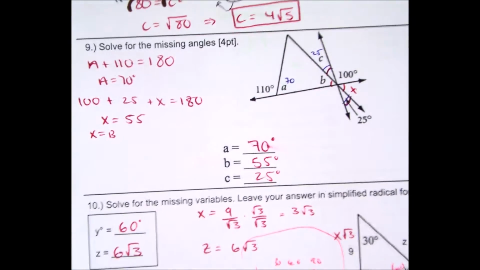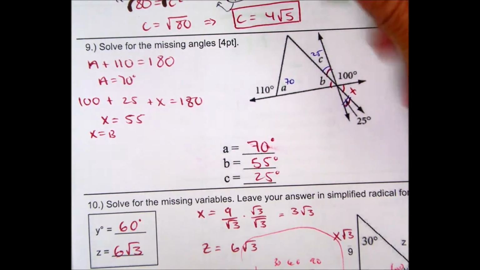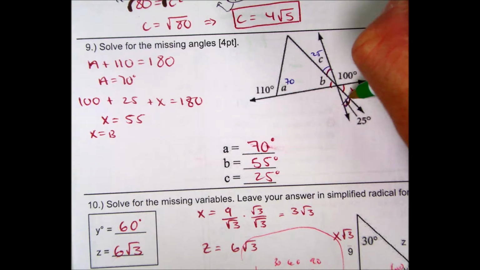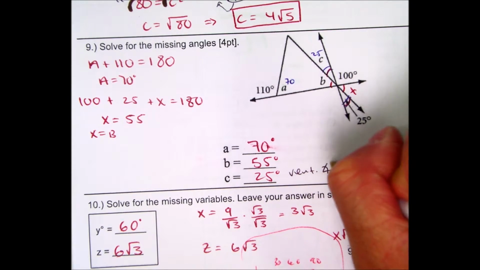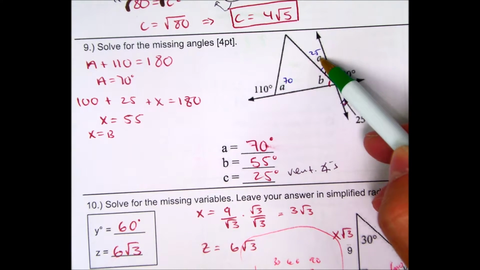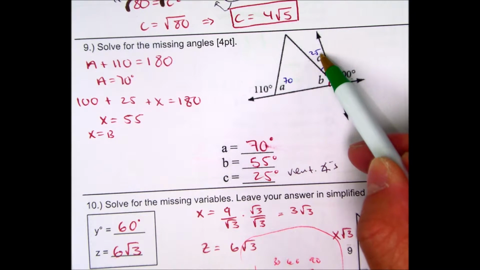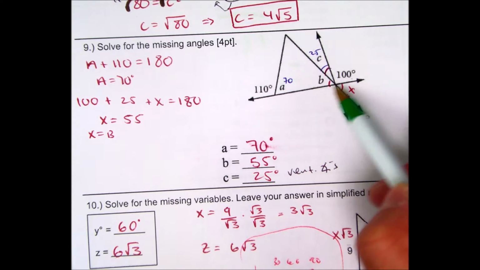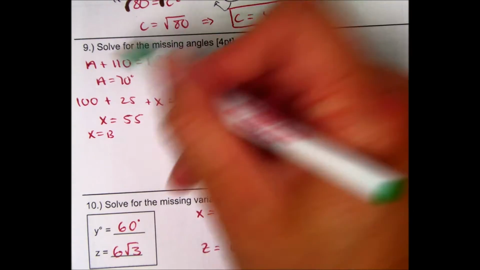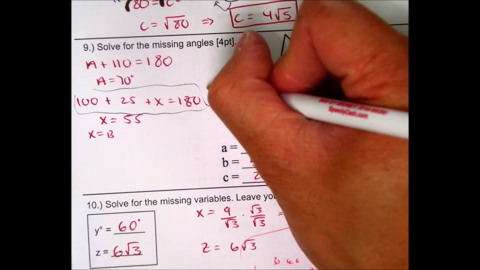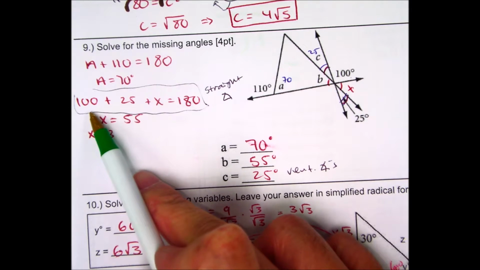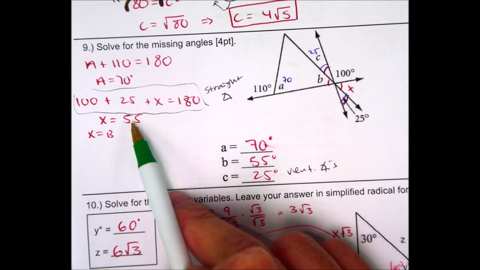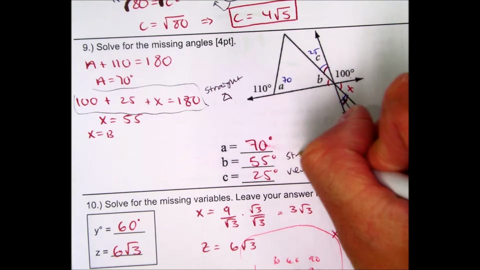Question number 9. Here I have 2 arcs to show vertical angles. So if this is 25, this one also has to be 25. So that's C, so vertical angles. If you know that this is 25, then you have 100 plus 25 plus B equals 180 degrees. That's essentially what I call a straight angle. And then that's 125, subtract, and you get x is equal to 55. So I'll call that a straight angle.